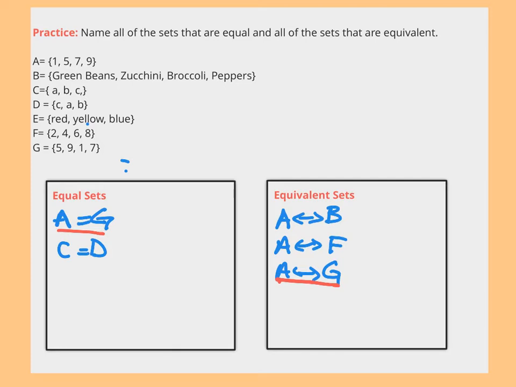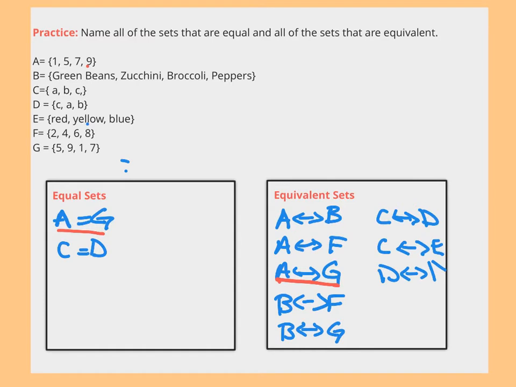So then if I go to my set B, green bean, zucchini, broccoli, I saw that it was equivalent to set A, but it's also, with its 4 elements, equivalent to set F, and B is also equivalent to set G. If I look at set C, C has 3 elements in it. I can say that it's equivalent to set D because it was also equal to set D. I can say that set C is also equivalent to E. And I can say that set D is equivalent to E.